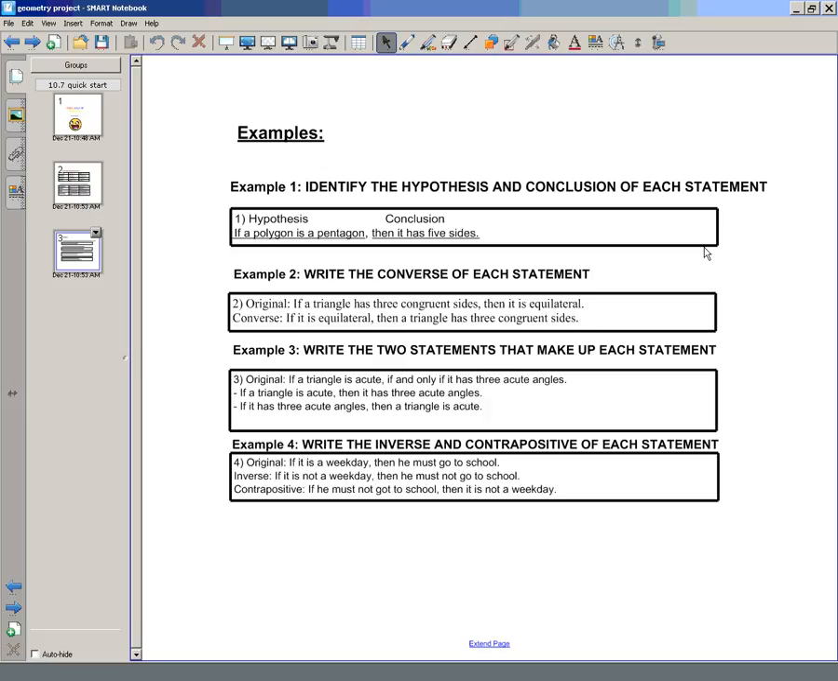Example 4, write the inverse and contrapositive of each statement. Original sentence is, if it is a weekday, then he must go to school. Now the inverse of that would be, if it is not a weekday, then he must not go to school. Then the contrapositive is, if he must go to school, then it is not a weekday. So that is using logical reasoning.